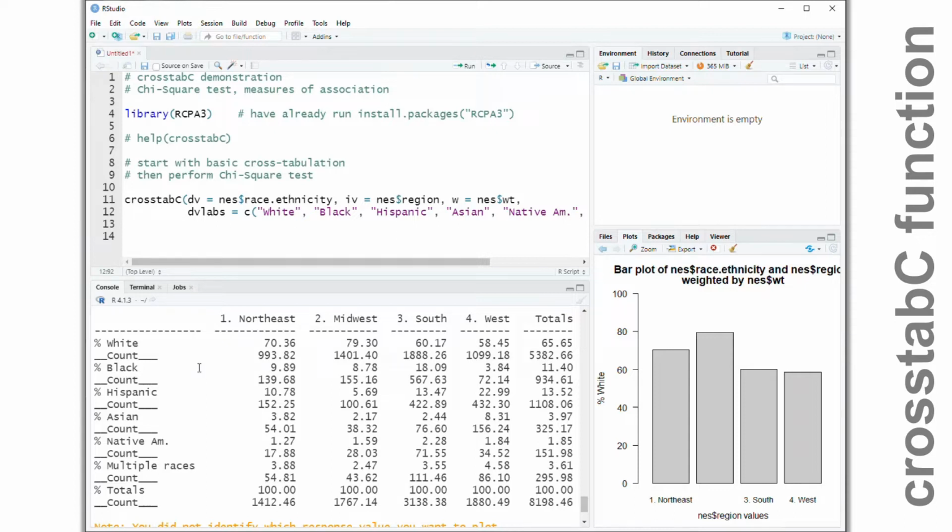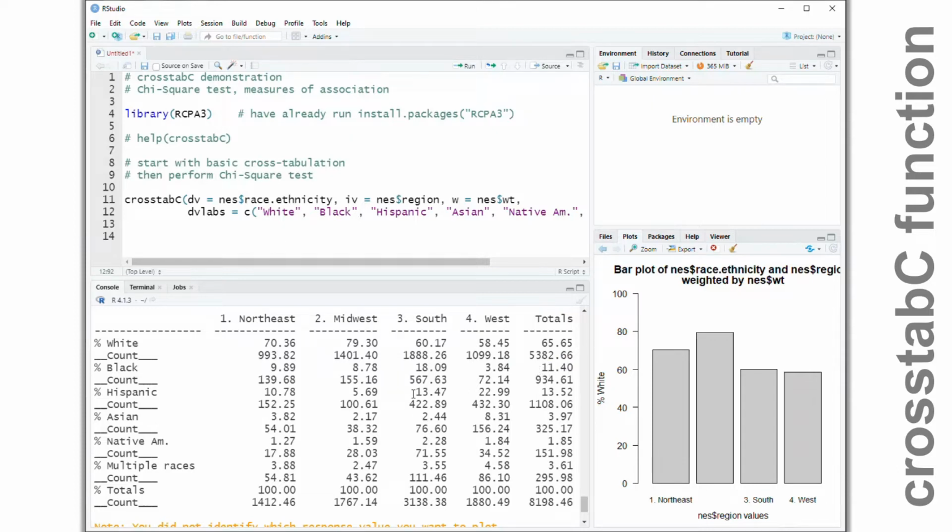The black row, I think, varies possibly the most. In the Northeast, 9.89, Midwest 8.78, in the South much larger, 18.09, in the West much smaller, 13.84. You see how that compares to the overall total.